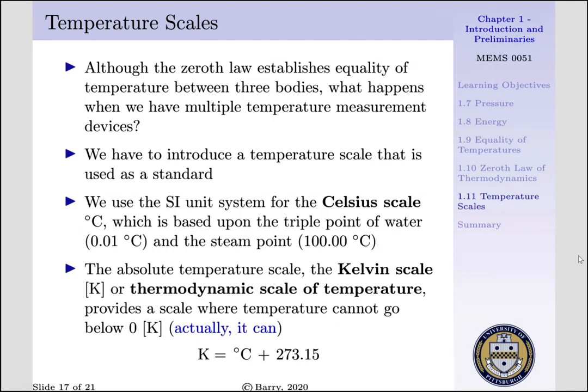The Celsius scale is based upon the triple point of water and our steam point. The triple point of water is taken at 0.01 degrees centigrade, where all three phases of water can exist simultaneously. And our steam point, i.e. our boiling point, is taken at 100 degrees centigrade. Now, notice the Celsius scale can go below 0.